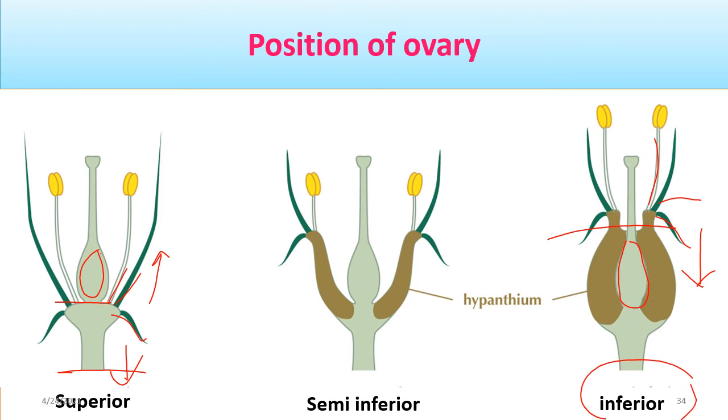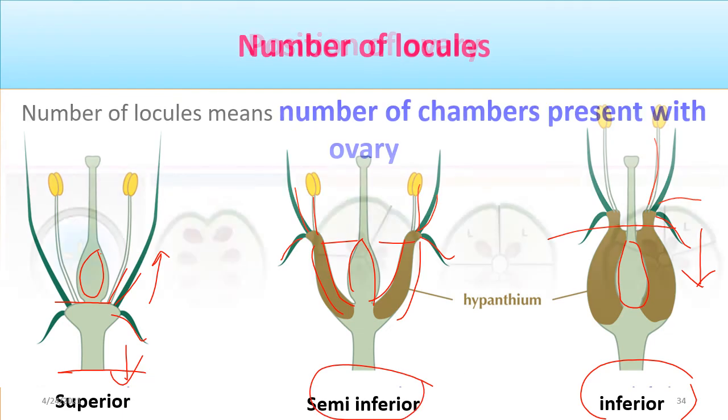Whereas in this picture you can see calyx, corolla, and androecium, which are present at the peripheral portion of the ovary. It is neither up nor down, as it has formed a cup-like structure here, and this kind of ovary is called a semi-inferior ovary.